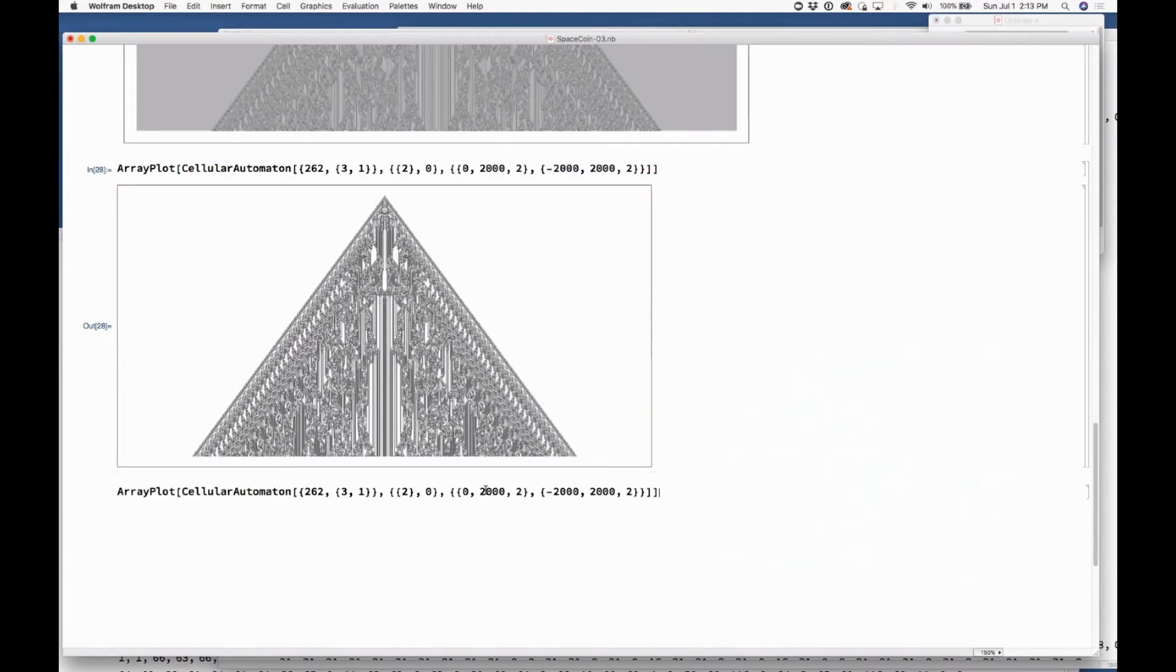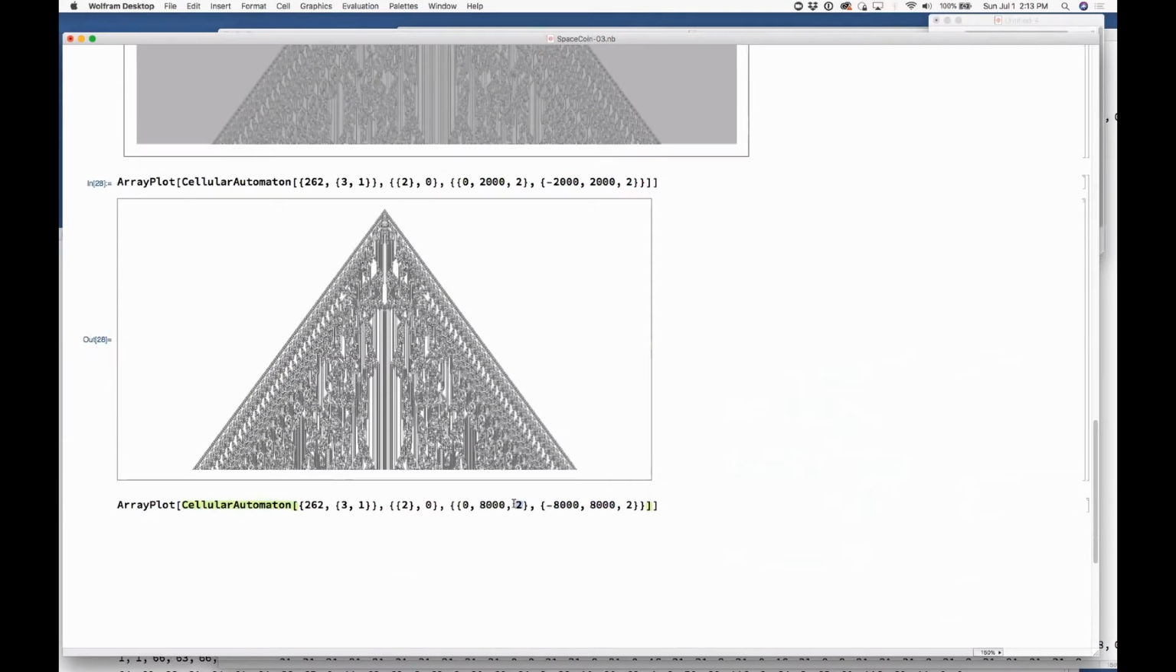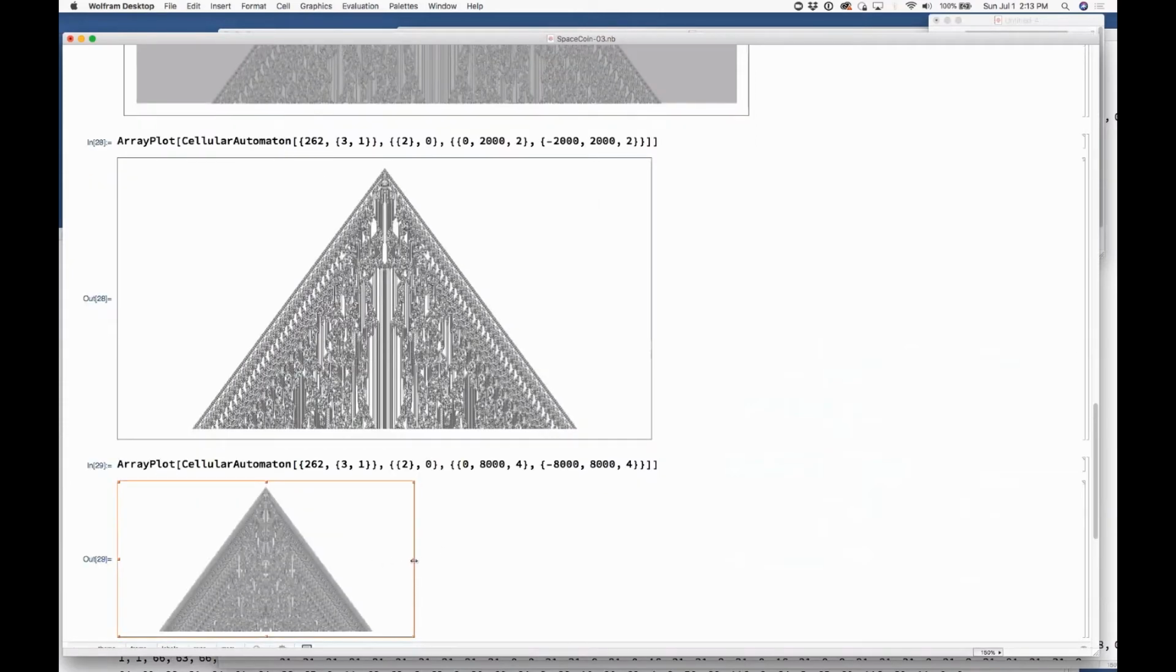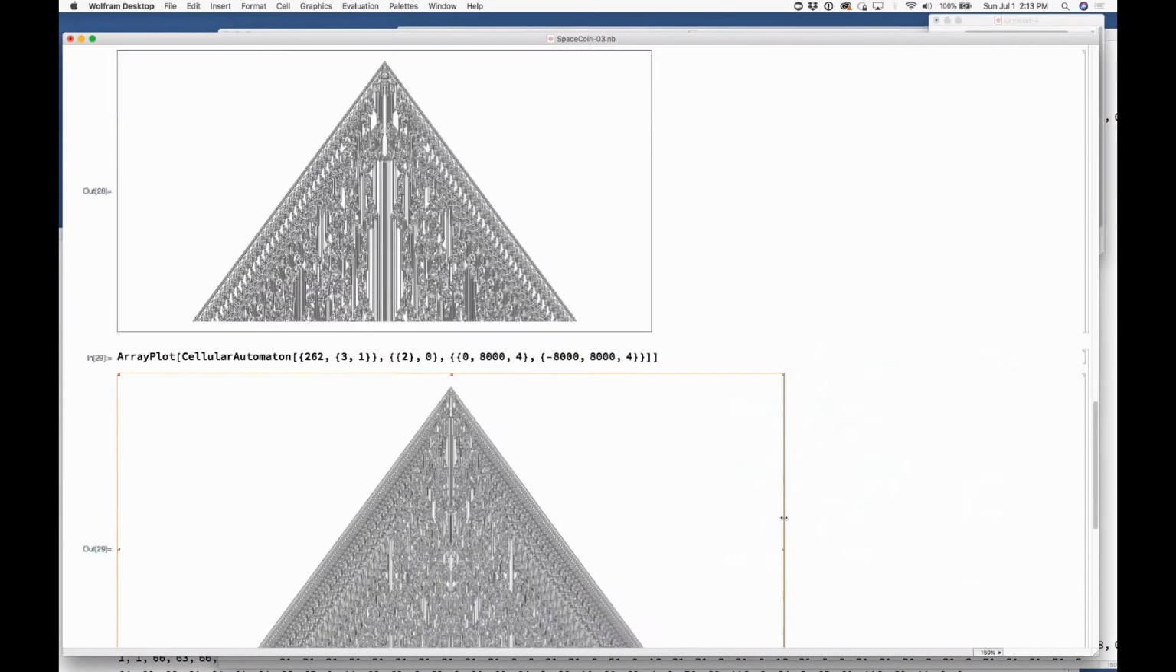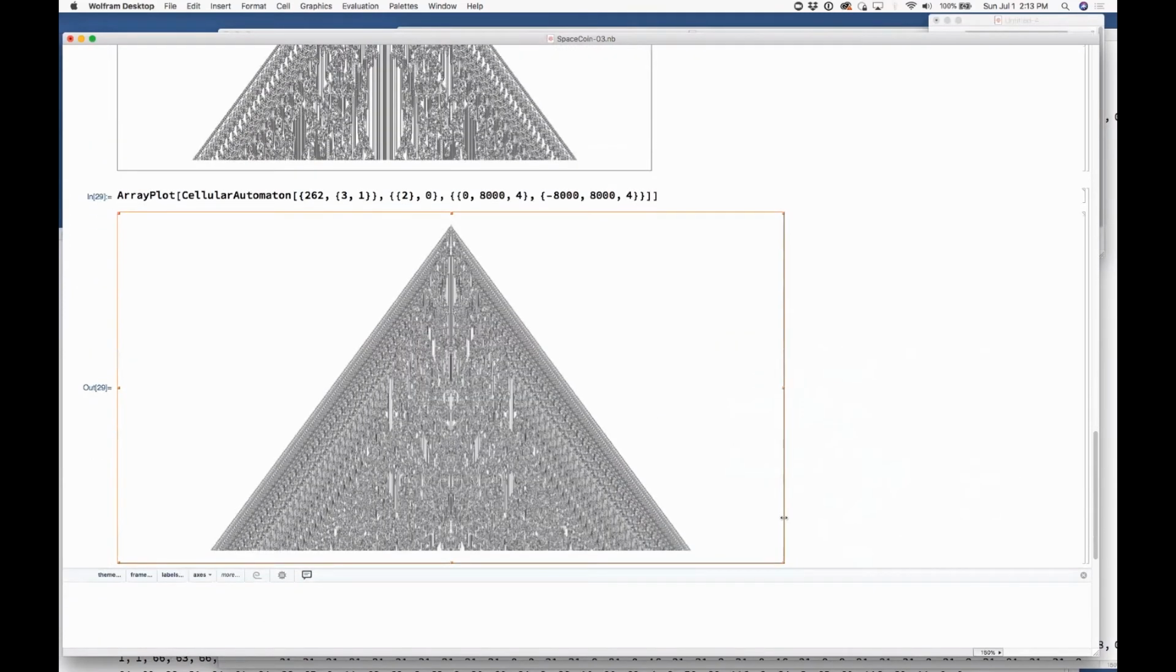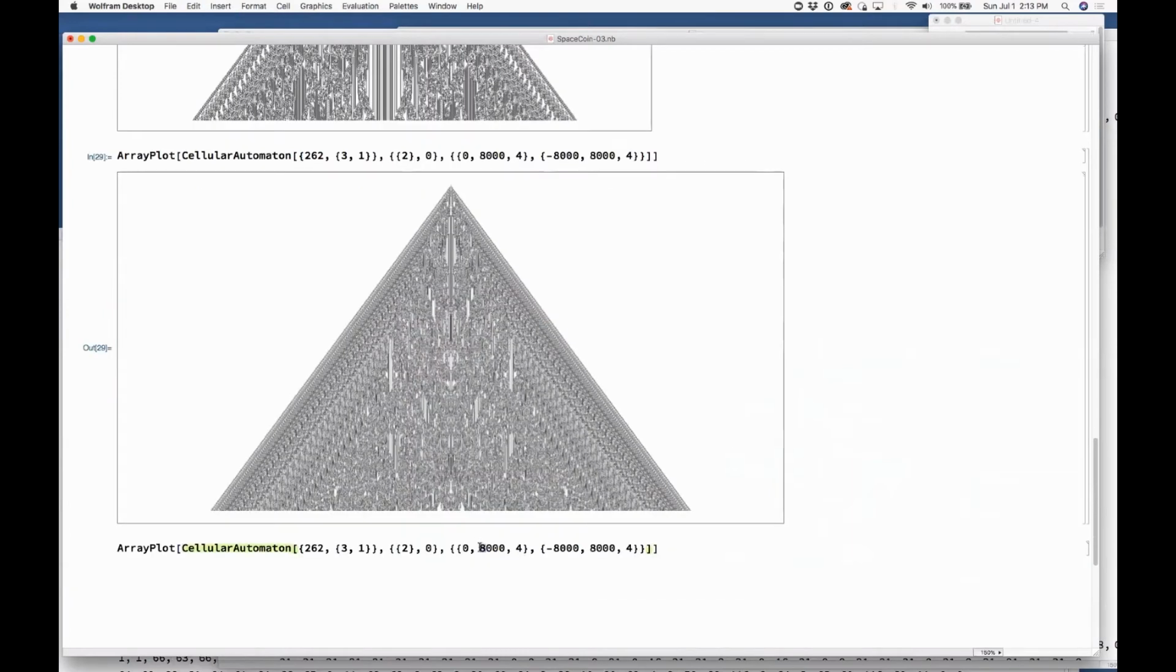Let's go ahead and live a little bit dangerously. Let's go to 8000 steps, and let's downsample here by a factor of 4, just to have a slightly smaller graphic. Oh, well, not terribly exciting. Although it is showing, I mean, those weird long scars are sort of interesting. Let's see what happens if we go even a bit larger. Let's go to 20,000 steps, downsampling by a factor of 10.